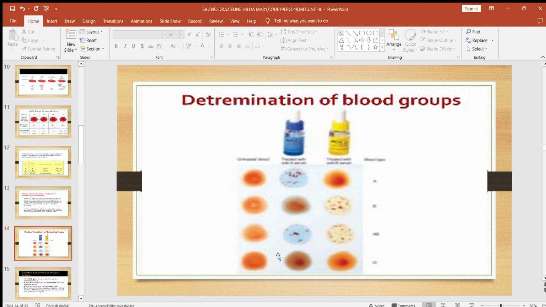But the opposite occurs in the O blood group, because no antigen is present in the O blood system. So after the addition of anti-A or anti-B, no agglutination occurs, which indicates the presence of the O blood group. In this way we can determine the different types of blood groups.